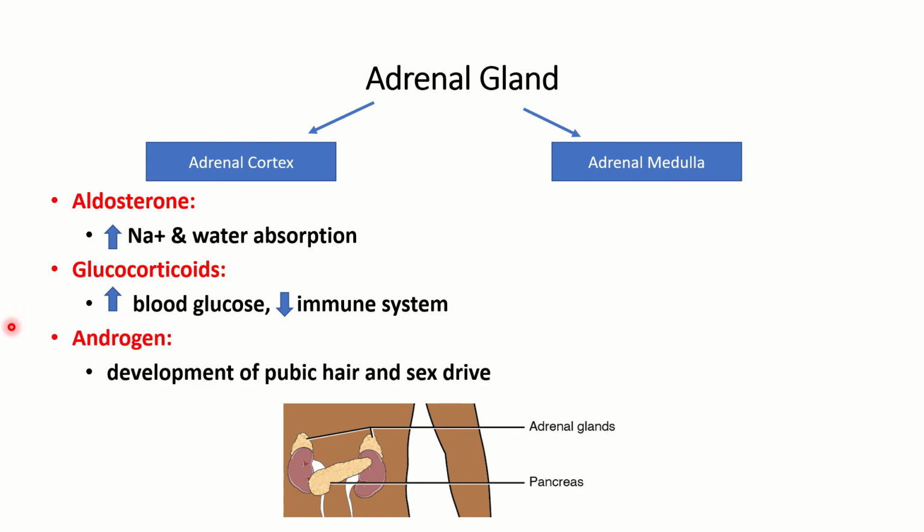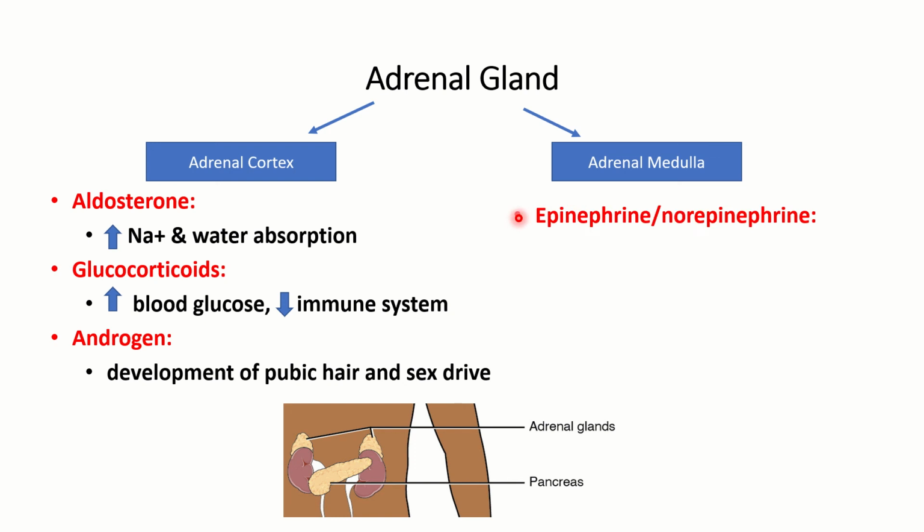The third one is androgen. In both male and female during puberty, the adrenal gland is important for development of pubic hair in boys and girls, and also sex drive in females. In males, the androgen from the adrenal gland is not that important because testes produce a lot of androgens, but for females, it is also important for sex drive.